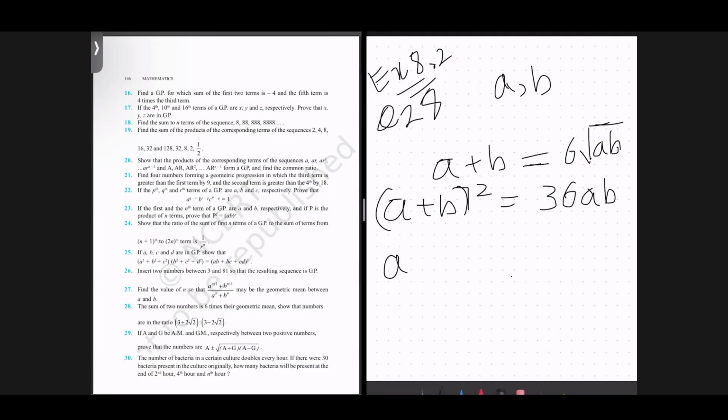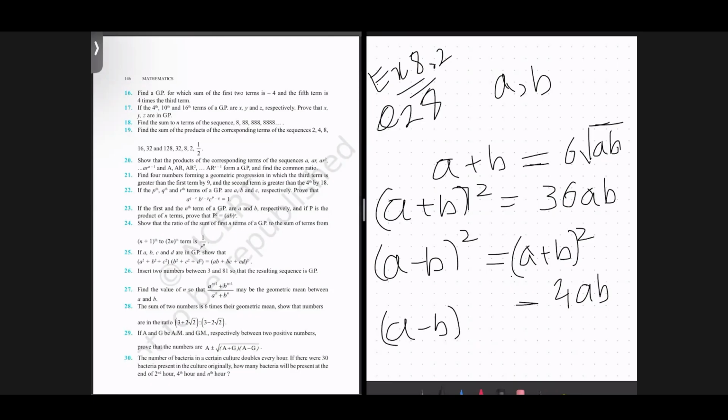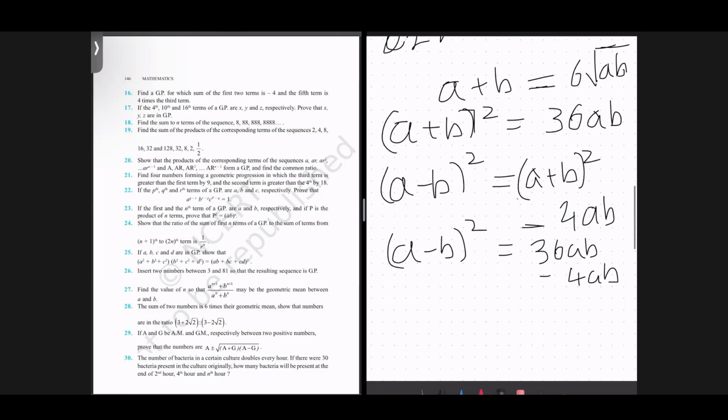So what would a minus b whole square become? A minus b whole square in general is going to be a plus b whole square minus 4ab, correct? Can you see this? Why would this be? Because a minus b the whole square, when you expand that, you get a square minus 2ab plus b square, and that is 4ab less than a plus b the whole square, right? So plugging in the value of a plus b the whole square from above, you get a minus b whole square equal to 36ab minus 4ab, correct? So a minus b whole square equals 32ab.